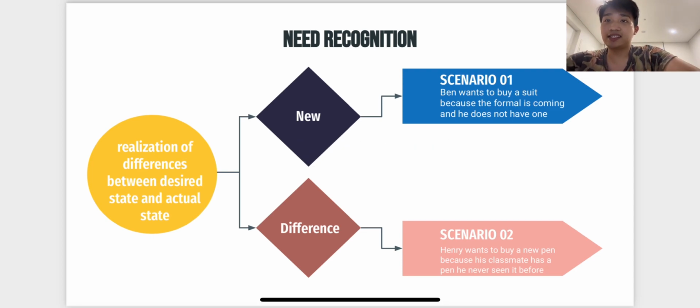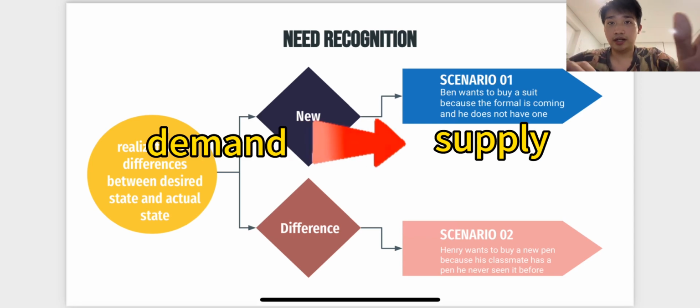Let's look at the next example. Henry wants to buy a new pen because his classmate has a pen he has never seen before. Henry liked the new pen very much because it was different from Henry's other pens. So Henry had to buy a new pen, which was more of an emotional reason. So it's like basic business logic where there is a demand and there is a supply.